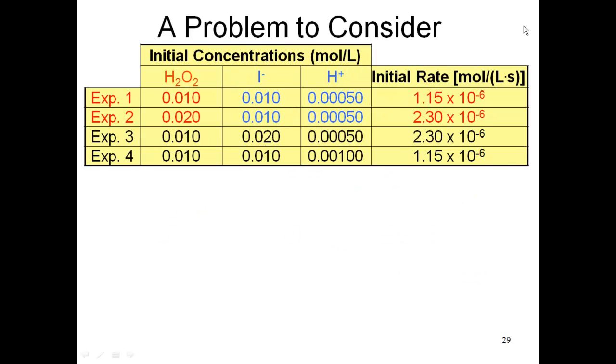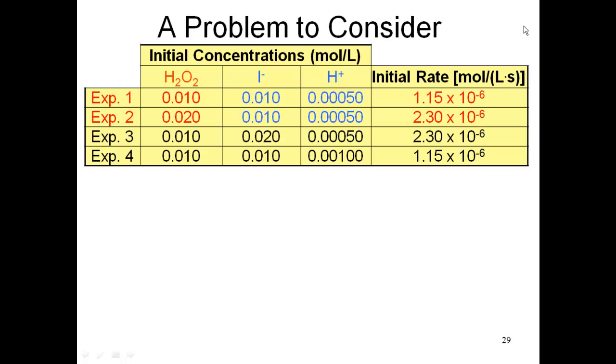So here's your data. In experiment 1, we have concentration of hydrogen peroxide 0.01, I minus 0.01, hydrogen ion 0.0050, and we measure the rate. In experiment 2, we can see we hold the I minus and H plus constant, but we change the concentration of H2O2. In experiment 3, we change the concentration of I minus and hold the other 2 constant. In experiment 4, we change H plus, but we hold the other 2 constant. And we measure the rate in all instances.